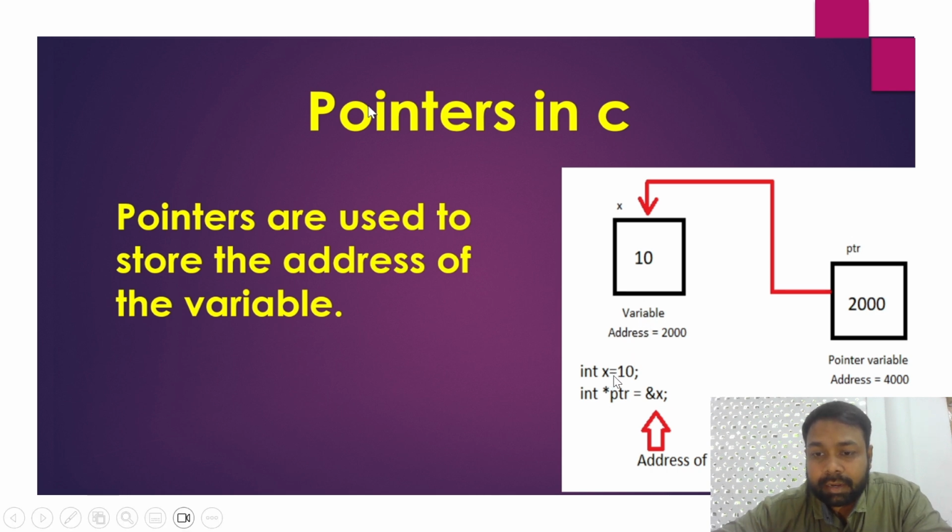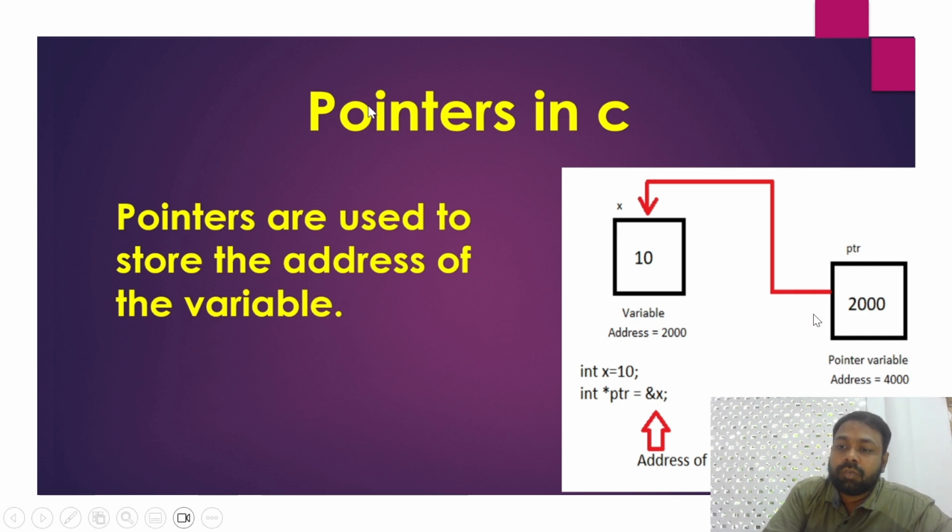That variable's address can be stored in a pointer. For example, here I have written that x value is 10, and the address where the variable x is stored is 2000. It is not compulsory that 2000 is the address on all systems. My system address can be different, and your system address can be a different location.